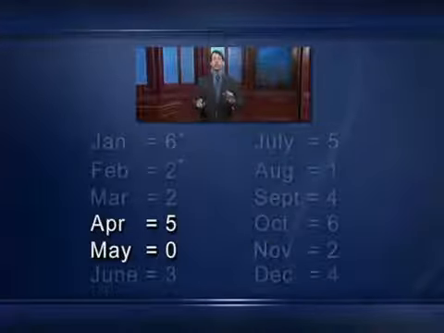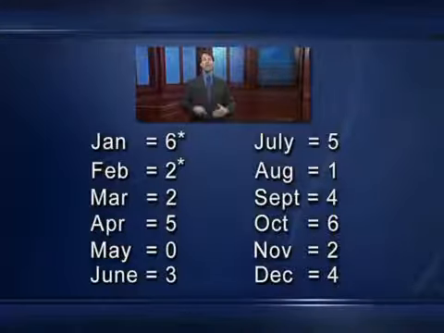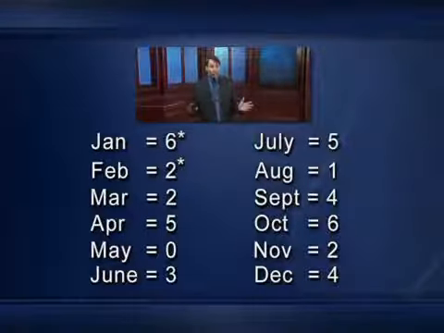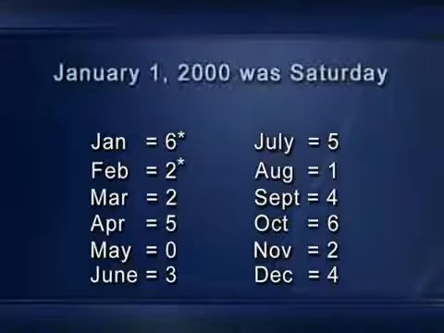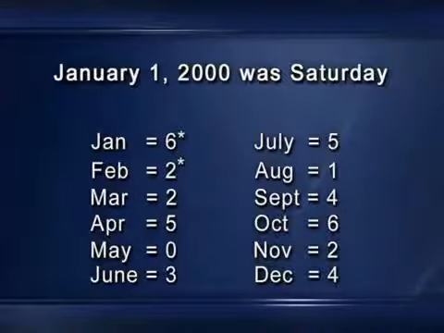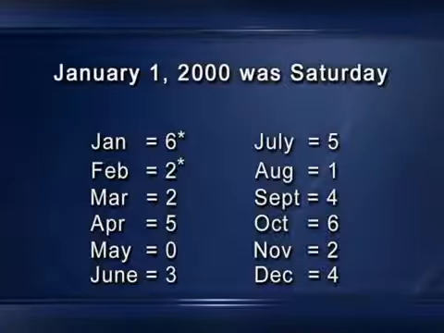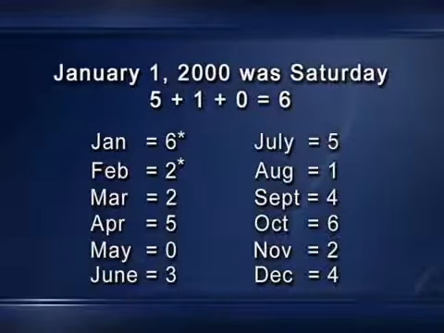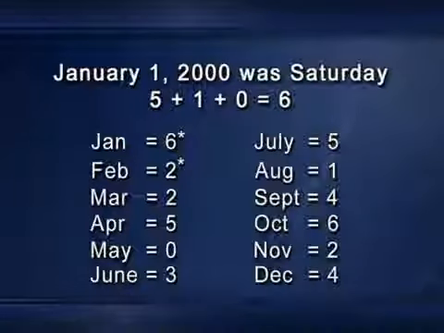So, once we choose the month code for January, then everything else is completely determined. And how did we choose the code for January? Well, in order for January 1st, 2000 to be a Saturday, we had to make January equal 5 for leap years. Once we did that, then everything else is forced.